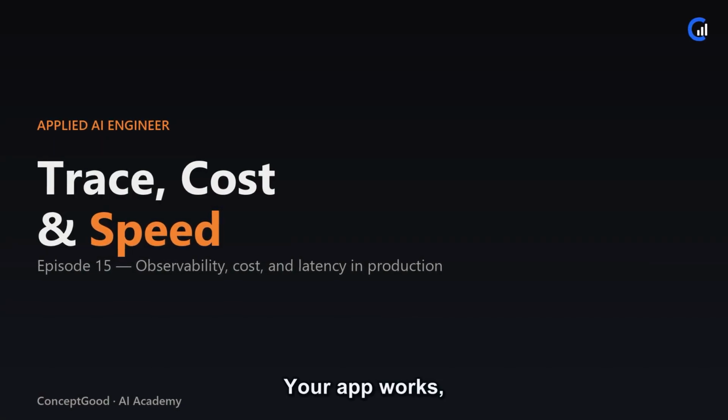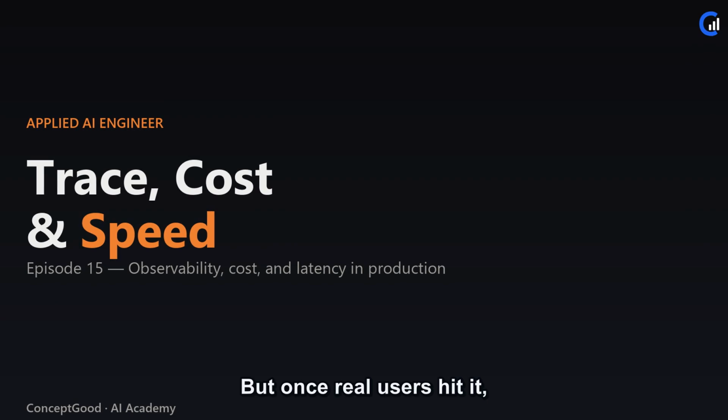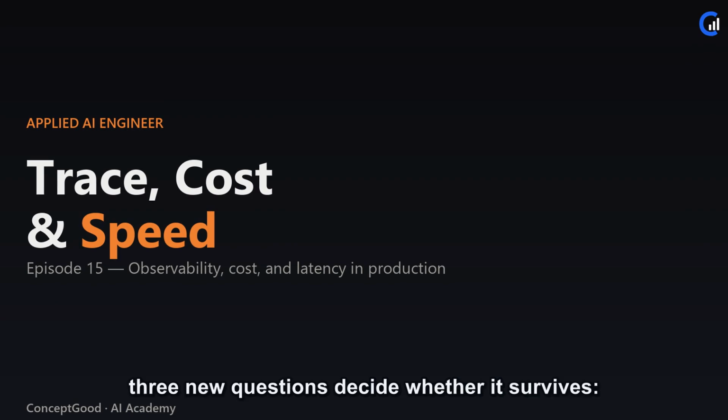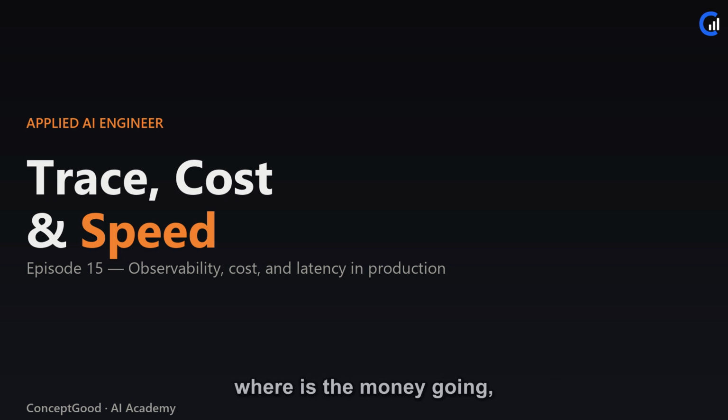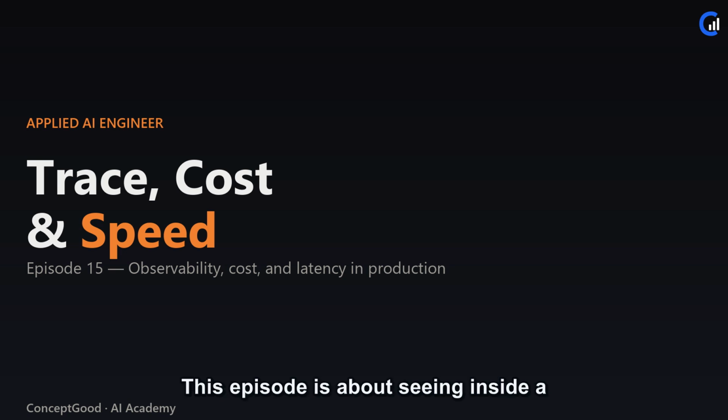Your app works, it's evaluated, and it's guarded. But once real users hit it, 3 new questions decide whether it survives: where is the time going, where is the money going, and what exactly happened when something broke. This episode is about seeing inside a running LLM app.